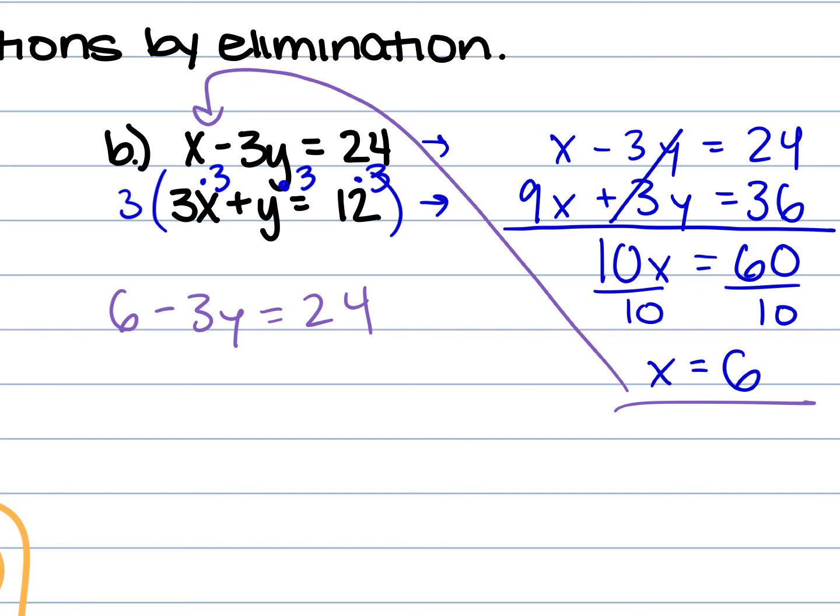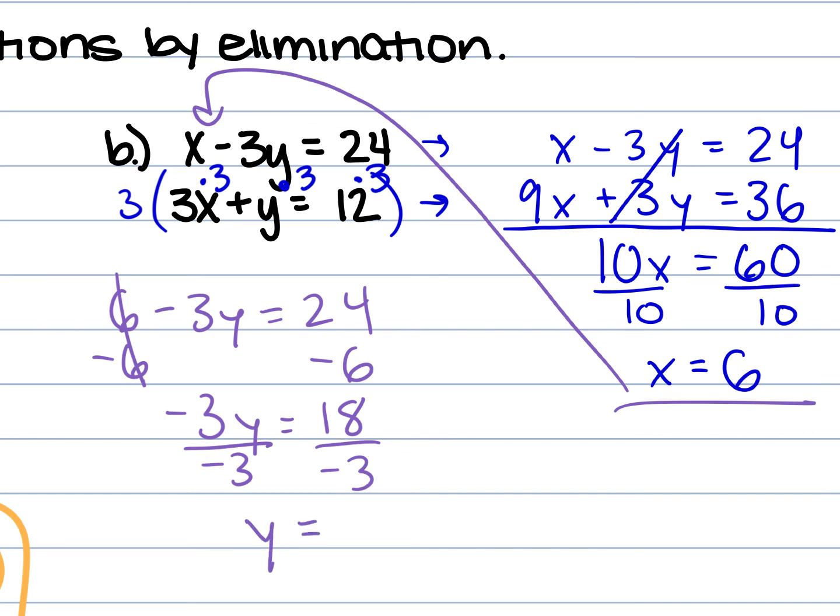Now, how do I solve for y? Perfect. Subtract 6 on both sides, so it'll cancel. So negative 3y is equal to, what is 24 minus 6? 18. And then what do I do next? Divide by negative 3. So what does y equal? Negative 6. And how do I write my answer? Positive 6 comma negative 6. Perfect. X comma y.